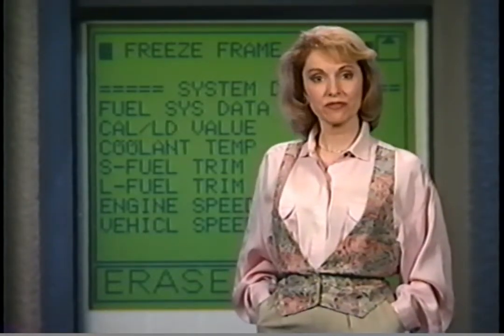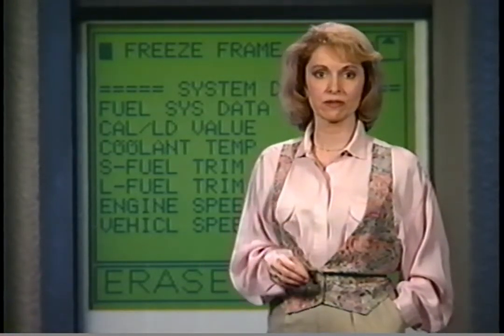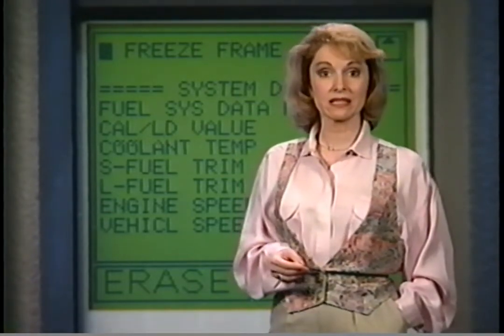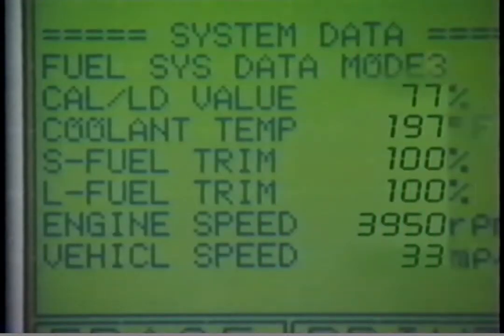Let's go back to freeze frame and see what it looks like. Remember, freeze frame data is the information recorded at the first occurrence of the malfunction. With this example, that point is where the MIL went from on to blinking. The fuel system data indicates the status of the fuel injection system. In this example, Mode 3 means the engine was operating in open loop due to driving conditions.